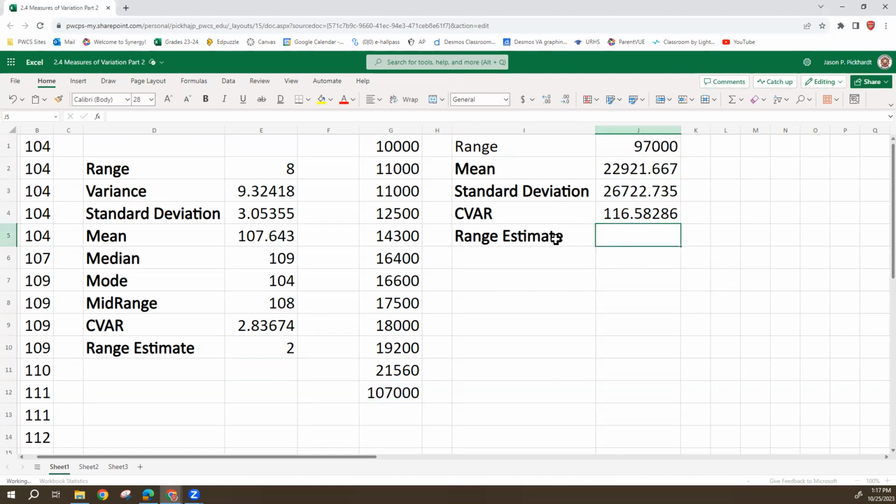And then we can use that, take our range and divide it by 4 to estimate our standard deviation. You can see it's much different. It's off by about 2,000 from our standard deviation. Because this was a skewed data set and our standard deviation takes every data point into account, that means this estimate is not going to be as accurate of an estimate, and we probably would want to avoid using it when talking about the standard deviation.